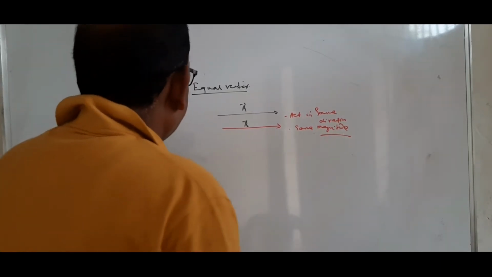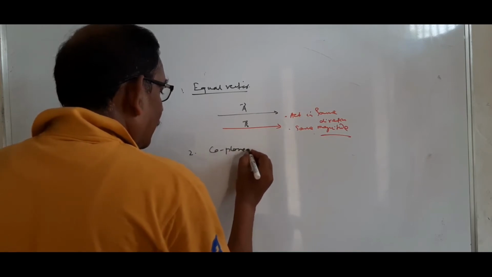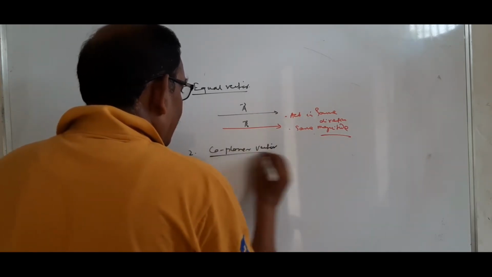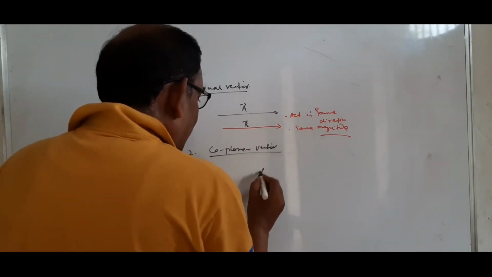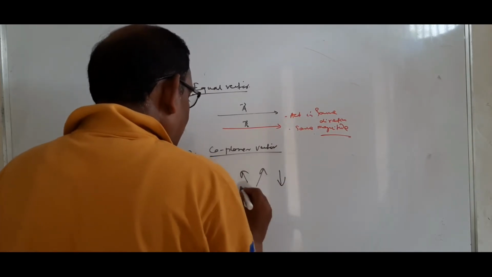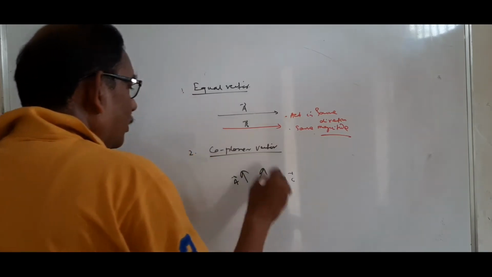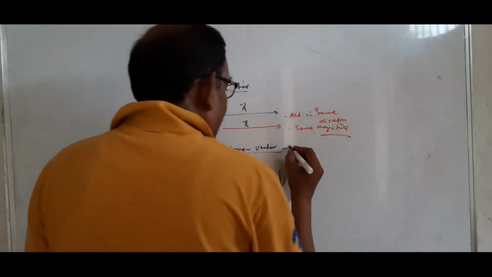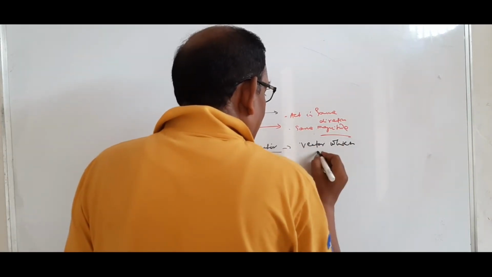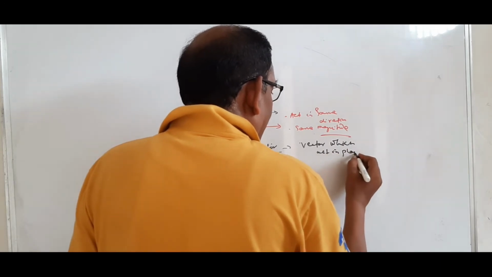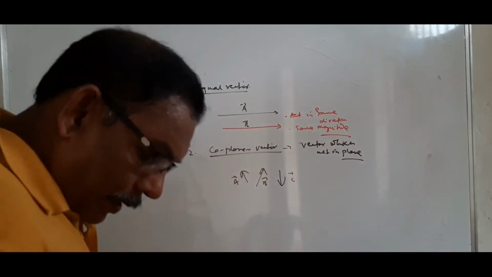Second one is coplanar vector. Vectors which act in a plane like this: vector A, vector B, vector C. These are coplanar vectors. Vectors which act in a plane or lie on a plane are called coplanar vectors.